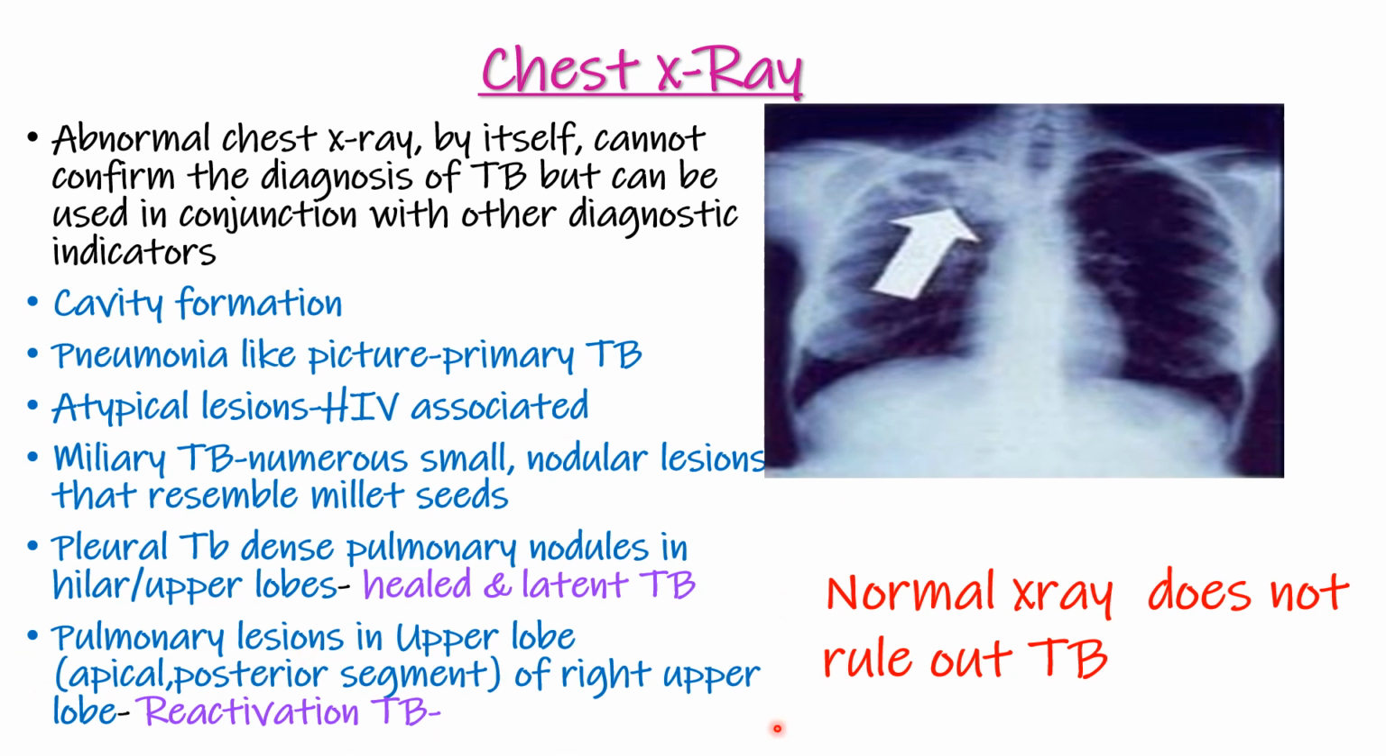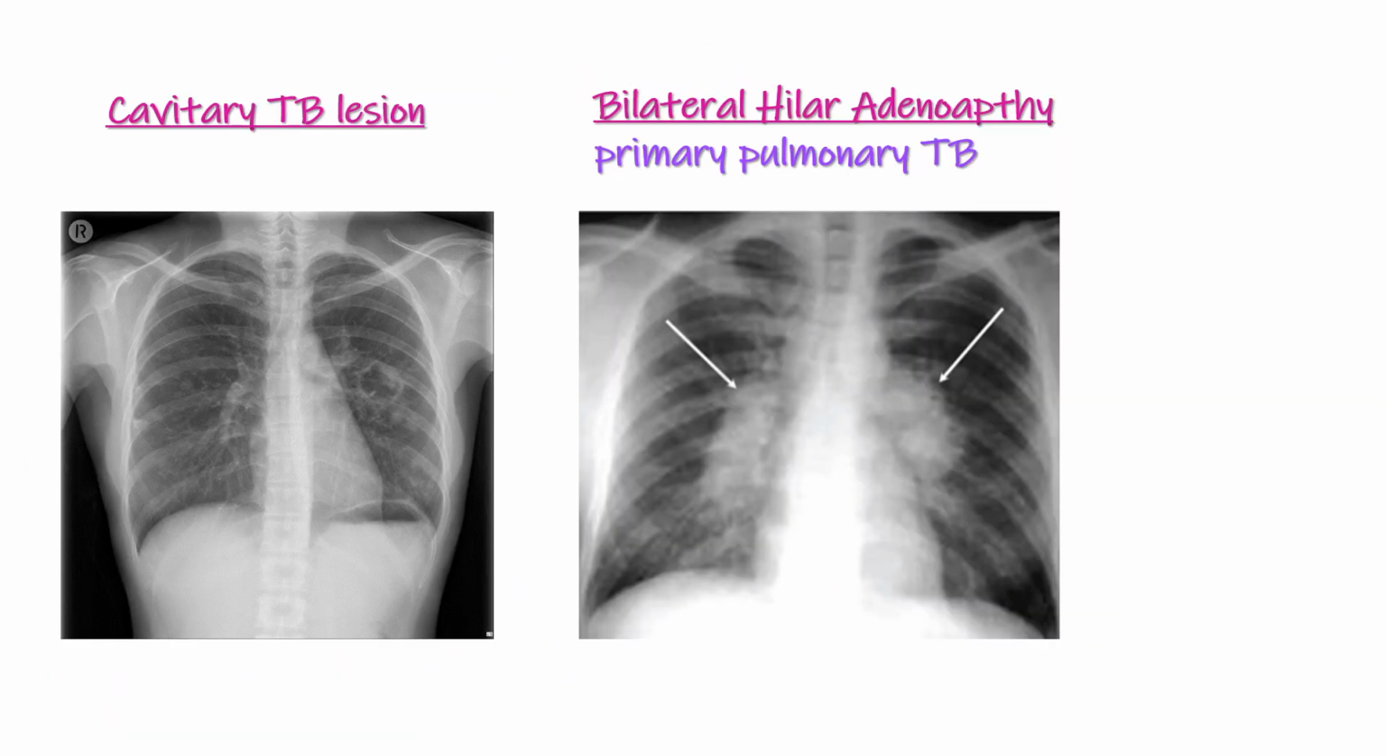Again, note, as we have said, a normal chest X-ray does not rule out TB, and an abnormal chest X-ray by itself cannot confirm the diagnosis of TB, but used in conjunction with other diagnostics, you can now rule in TB. So just to review, cavitation of the TB lesions, as you can see here, and then hilar lymphadenopathy, you can see here, both most common in primary pulmonary TB.